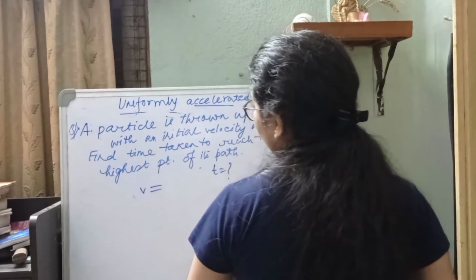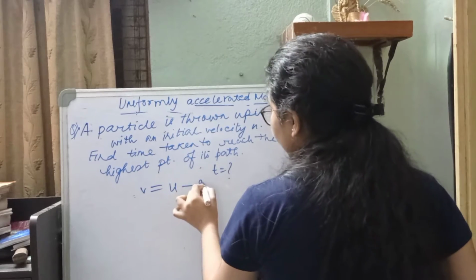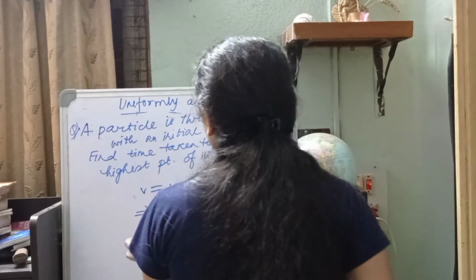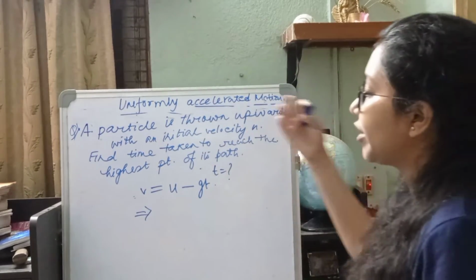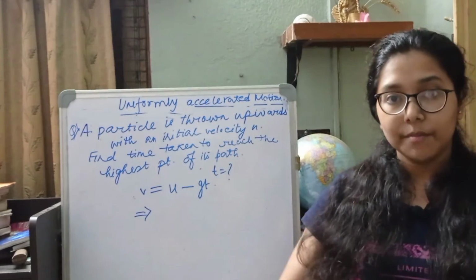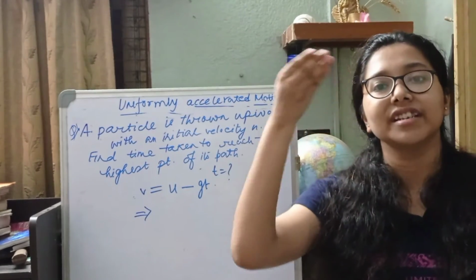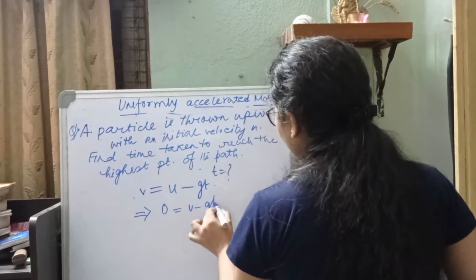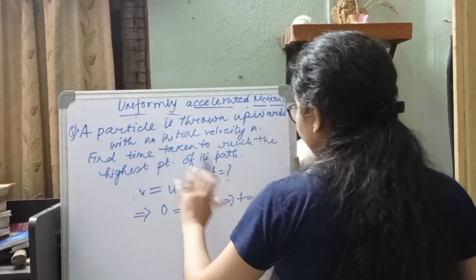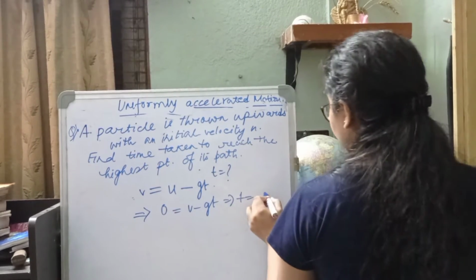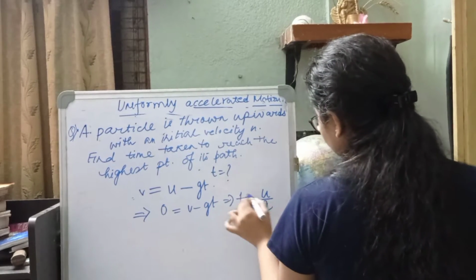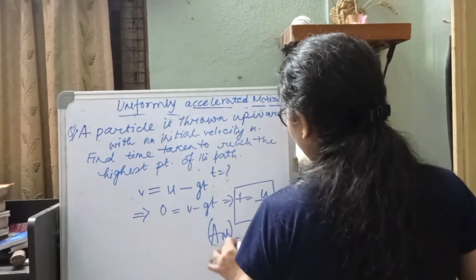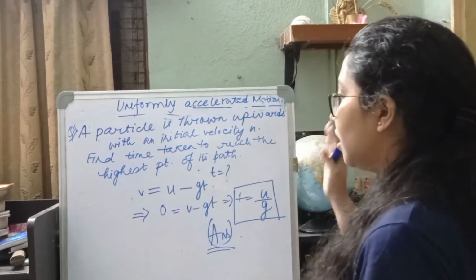So if I use v is equals to u minus gt. Why minus gt? Because it is going upwards, so there is negative acceleration acting on it. Final velocity at the highest point of its path will obviously be 0, because when it reaches the highest point, it has to stop. So v is 0, and 0 equals u minus gt. So the time taken to reach the highest point will obviously be equal to u by g. So always the time taken to reach the highest point of the path is nothing but u by g.